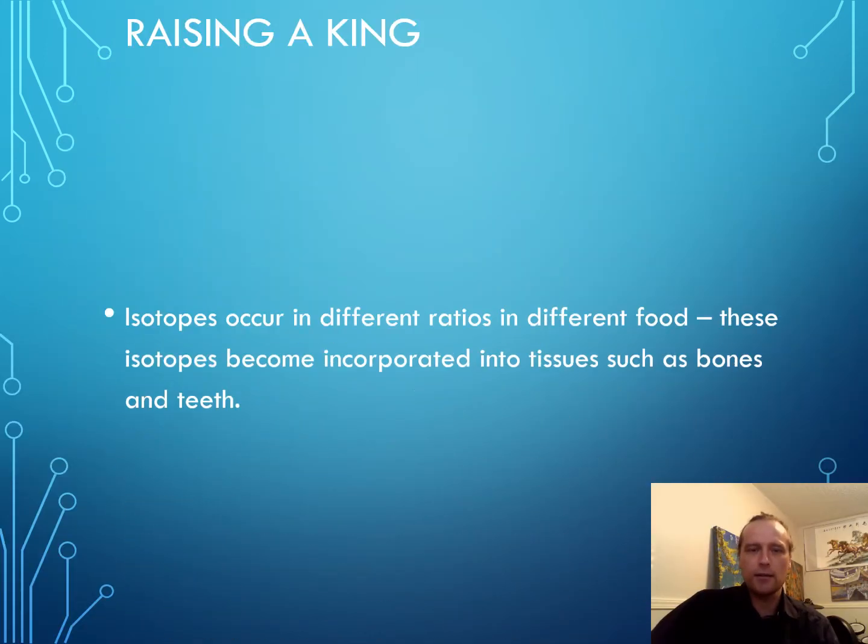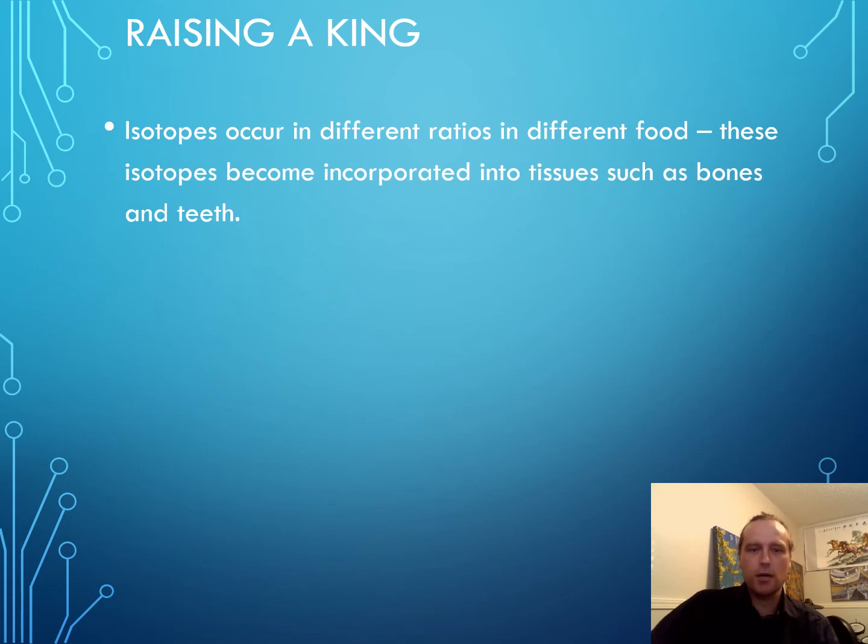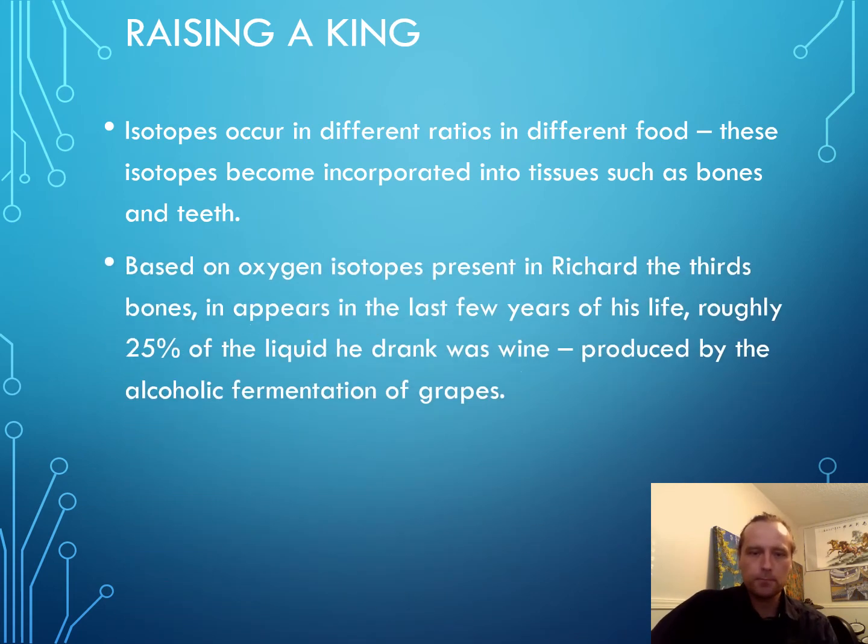Raising a king. Isotopes occur in different ratios in different food. These isotopes become incorporated into tissues such as bones and teeth. Remember that an isotope is basically an atom, and so oxygen, for example, usually has a certain number of neutrons in the nucleus, and if it has a greater or lesser number of those neutrons, we call it an isotope. And they're generally much more rare than the standard number of neutrons.